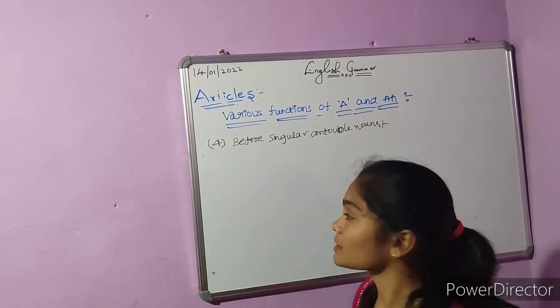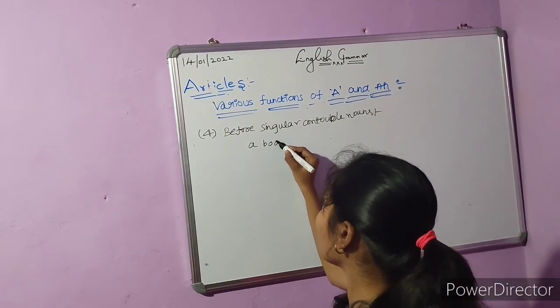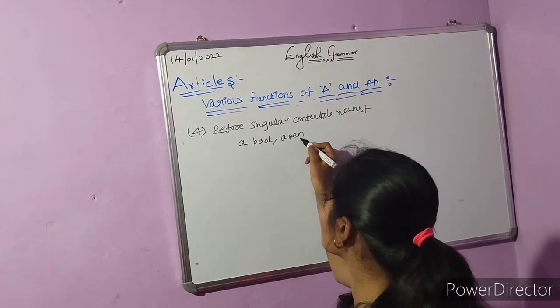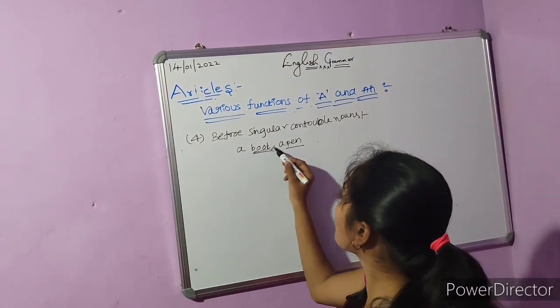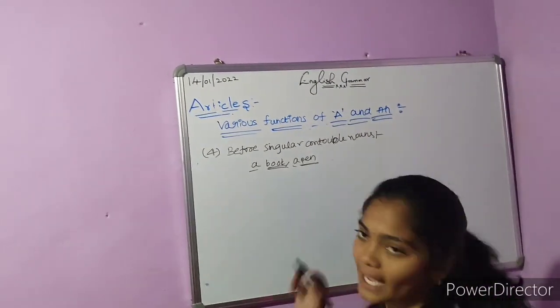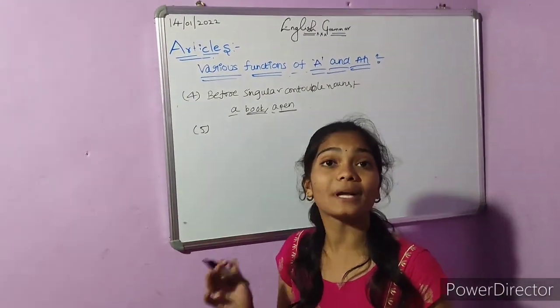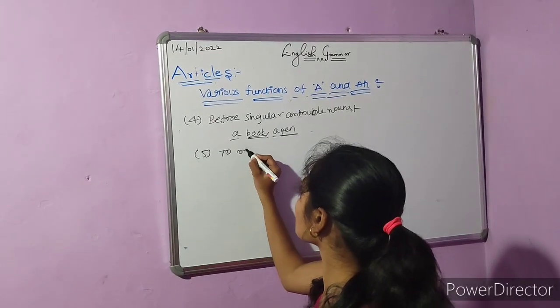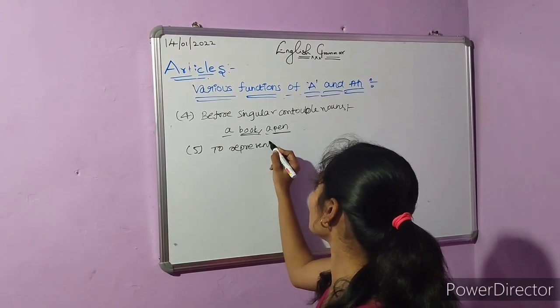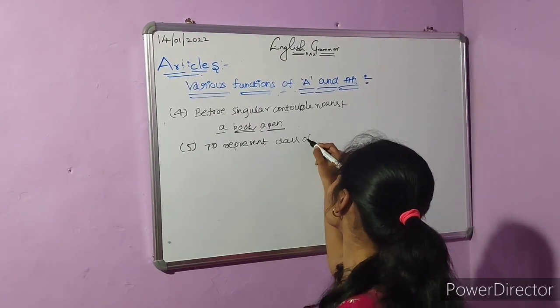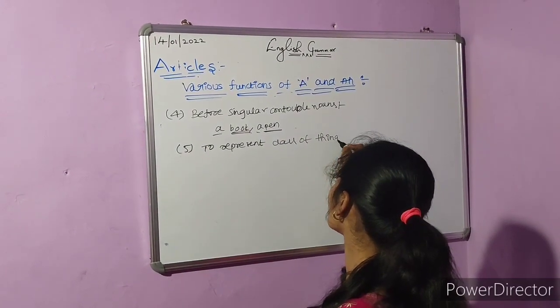For example, like a book, a pen, like this. Here if you use the word for the first time, before those singular countable nouns, we use a article. And again, before singular countable nouns, to represent a class of things, we use a or an article.